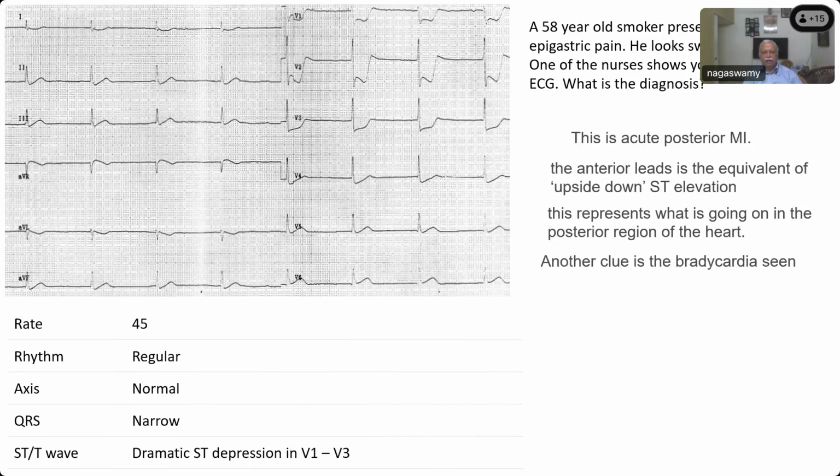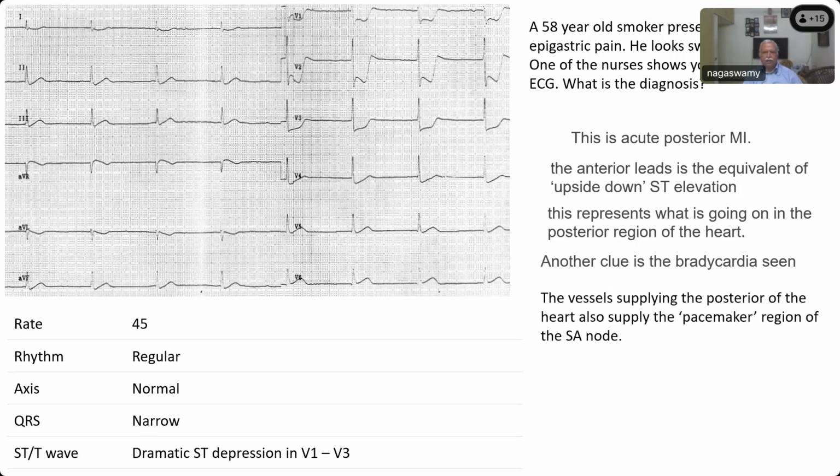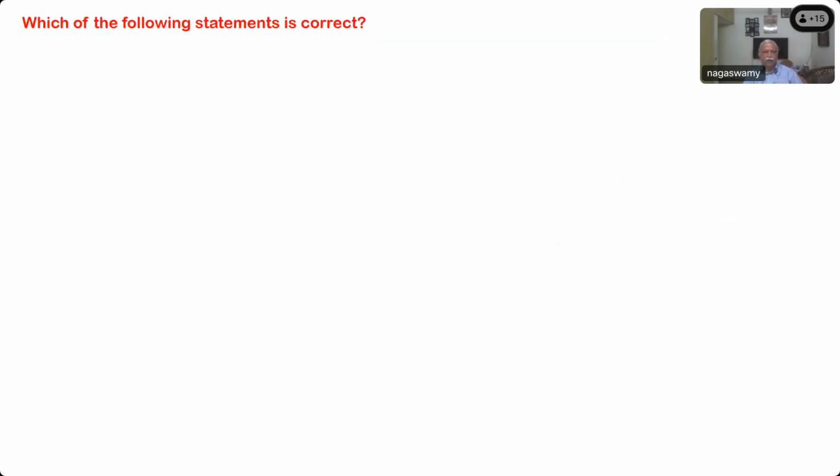Another clue is the bradycardia seen here, because the vessels supplying the posterior of the heart supply the pacemaker region of the SA node. So that is the reason why he has got severe bradycardia. So always, bradycardia with ST depression in V1 to V3, consider posterior wall MI. All other things will have tachycardia.